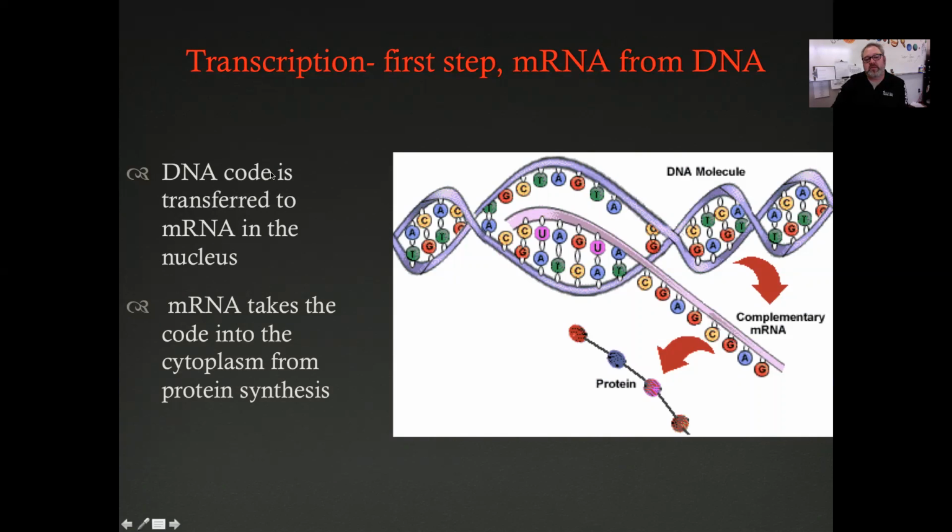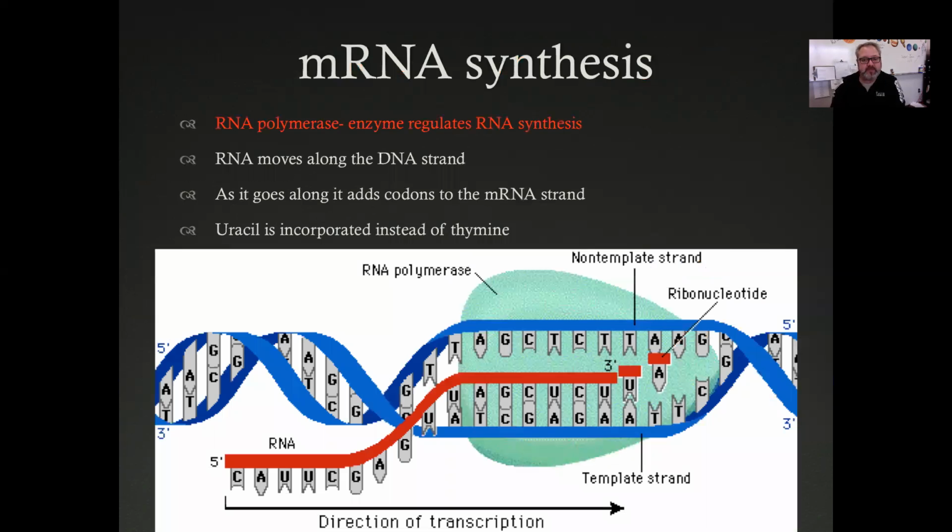So that code from the DNA gets transferred to the mRNA, and this happens in the nucleus. The mRNA then, here's the complementary mRNA, gets taken to the cytoplasm, where it's going to end up making more proteins in the ribosome. What happens is RNA polymerase, that's the enzyme, this big green enzyme, might be a little tough to see, is responsible for regulating how that RNA gets made.